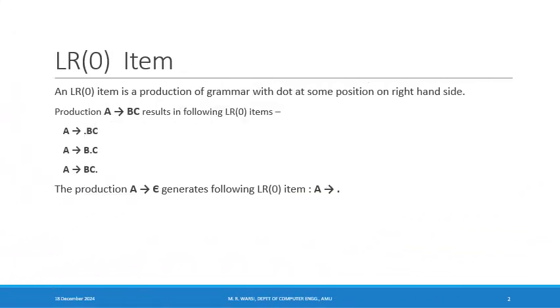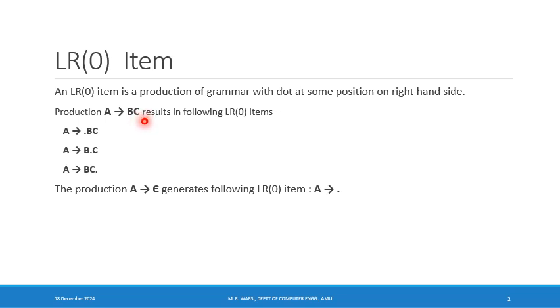Before we talk about how we can build the SLR parser, let us discuss a few concepts and terms that we shall be needing later on. So we start by understanding what is an LR0 item. In an LR0 item, I place a dot on the right hand side of the production. So for example, if my production is capital A derives BC, then I'll be placing the dot on the right hand side, either before B or between B and C, or after C at the rightmost position.